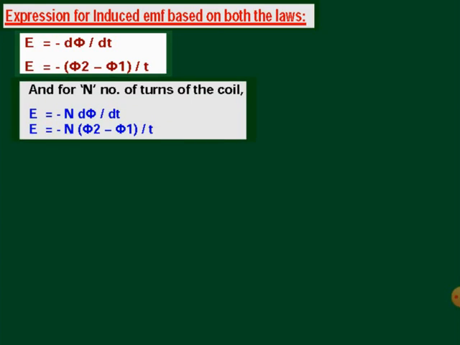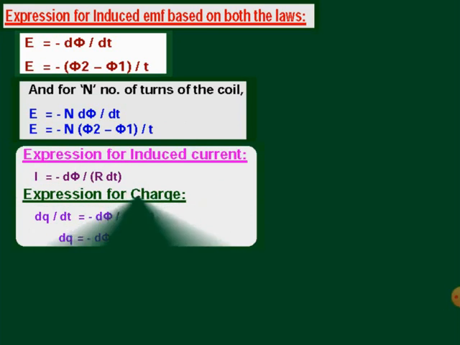Now let's find the expression of the induced EMF as per the second law of Faraday's laws of electromagnetic induction. E is equal to what? Minus d phi by dt. The minus sign is given by Lenz's law; this will give you the direction of the induced EMF. Otherwise, if you take only the magnitude, then E will be equal to d phi by dt.